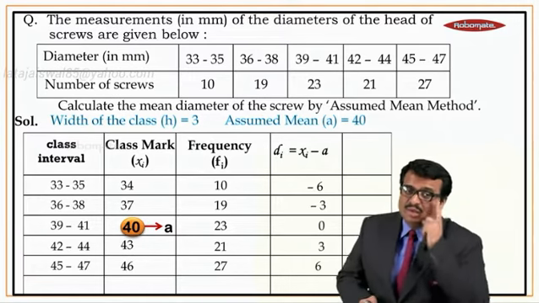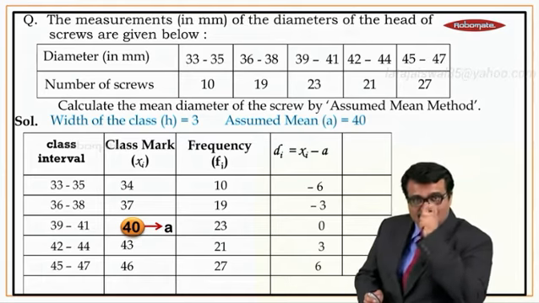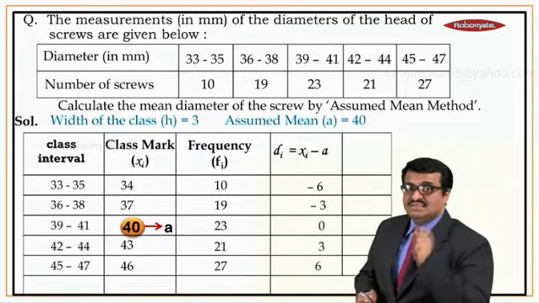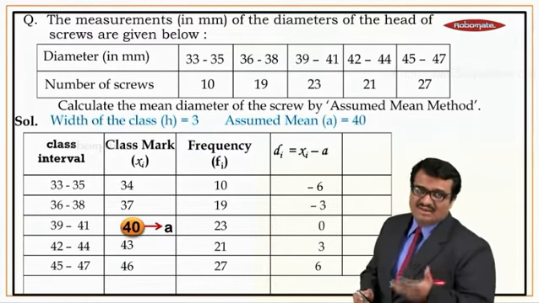But all this you will apply only when your class width is the same. Otherwise you won't do this. You will literally calculate all of them using di is equal to xi minus a when your class width is not the same. These are the easy ways that I told you.